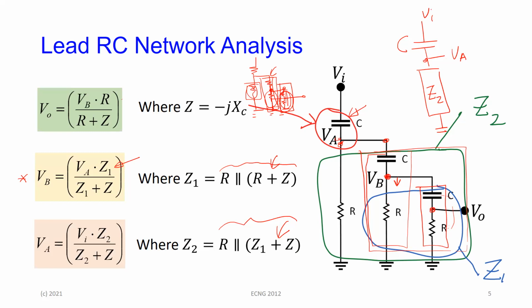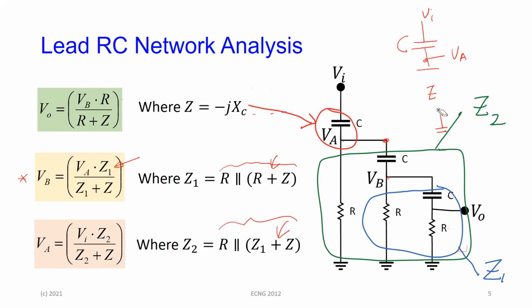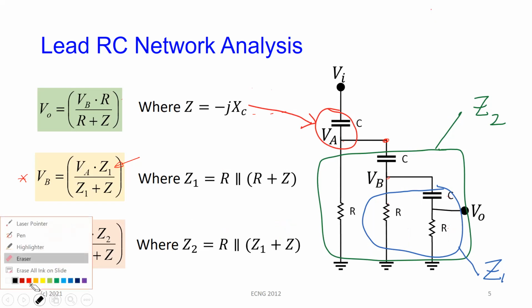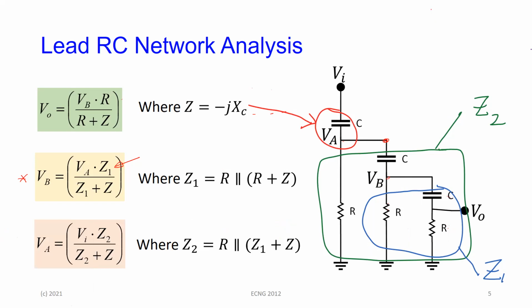But is that any clearer now? So why would it be Z1 over Z1 plus Z? Let's get rid of some of the mess here. Good. So Z1 is these two things together now. That's what we have here.